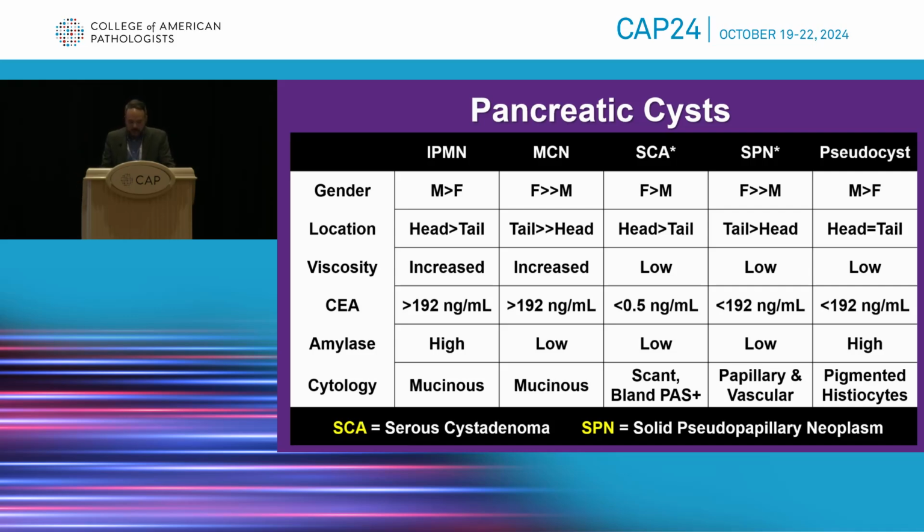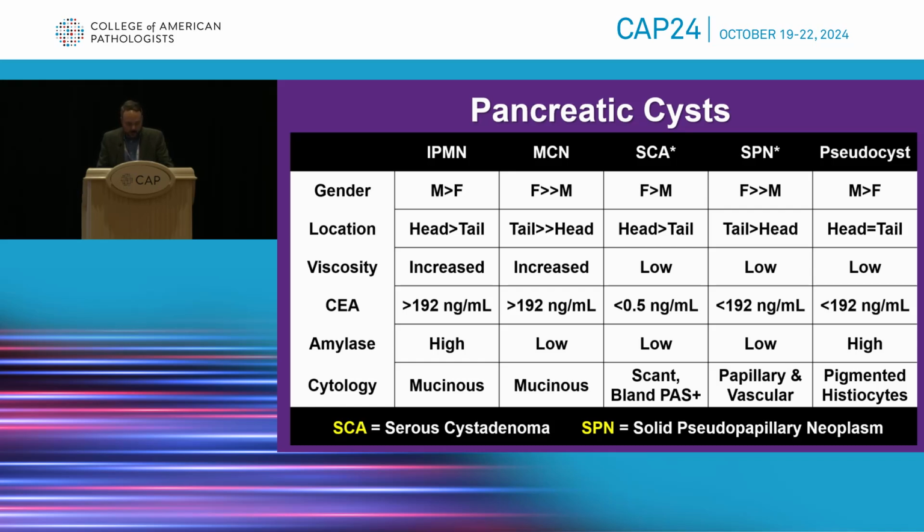Certainly, for instance, an MCN is more likely to occur in a female and more likely to be in the tail, but I won't go through all this in great detail. Viscosity can be increased in mucinous cysts like IPMN and MCN. Chemical analysis can be done on cyst fluid to determine an elevated CEA, initially thought to be above a cutoff of 192 nanograms per mL, which is more specific for a mucinous cyst, whereas other cysts tend to have CEA levels below that. Although it's not completely sensitive or specific, there are new studies that basically show the higher the CEA, the more likely it is a mucinous cyst you're dealing with.